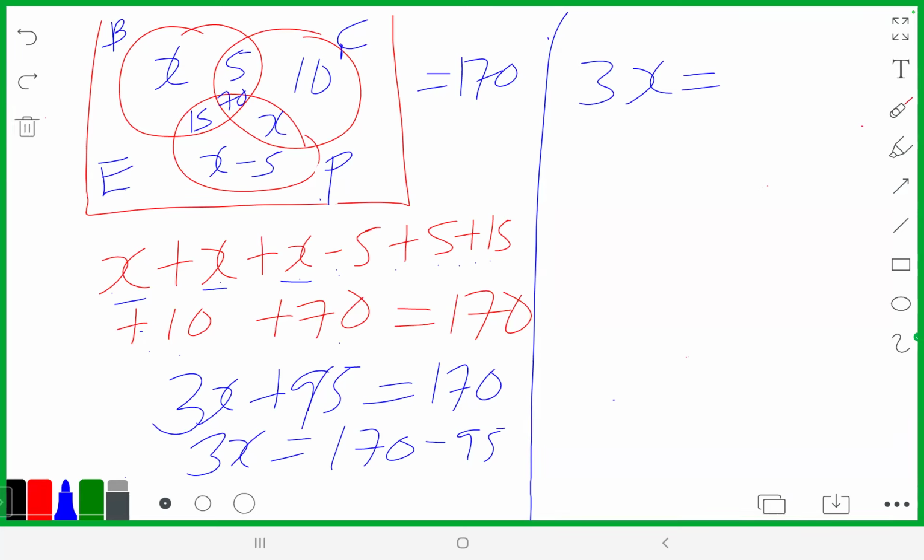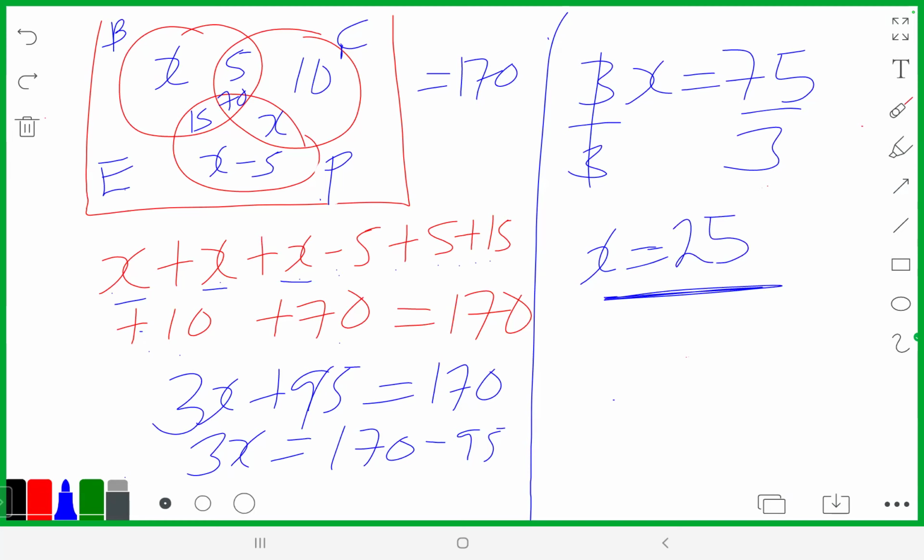Precious, what do you get? 170 minus 95? Hello? It is 75. It is 75? Yes. Okay. Your calculator is proving that it's 75. Then we divide through by 3. That gives us x equal to... Faith, what do you get? 75 divided by 3. 25. Thank you. So the value of x is what?